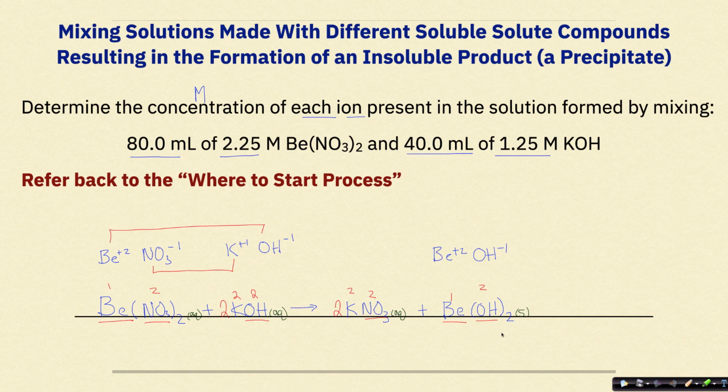So this is going to tell us a lot of information. These are the 2 ions right here that are going to make up our insoluble product. So we're going to consider those later. And then the K+1 and the NO3-1 are going to be involved in our next calculations. So let's consider those next.